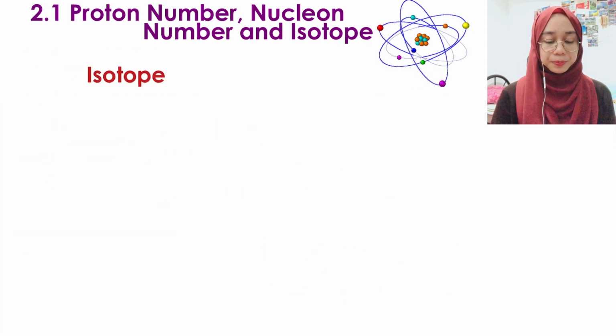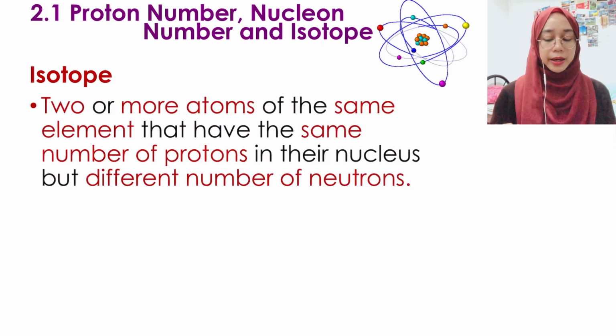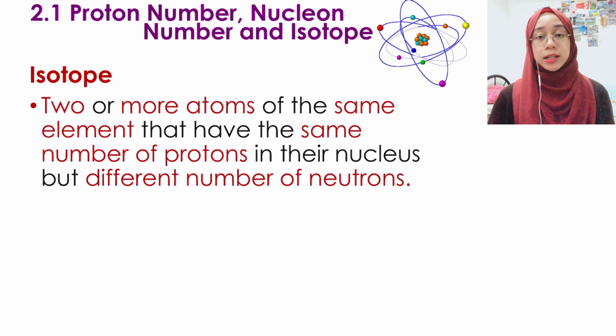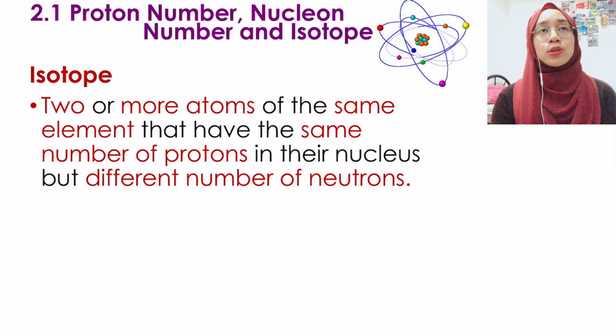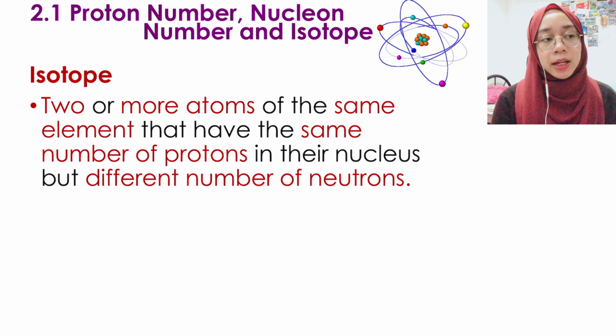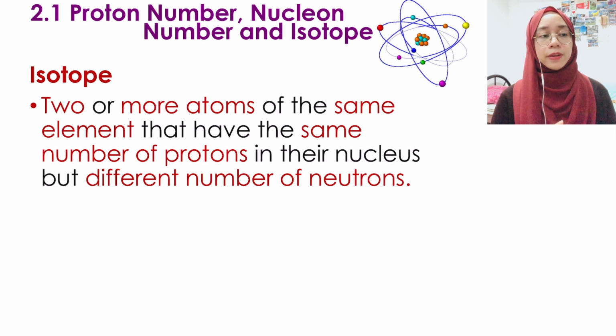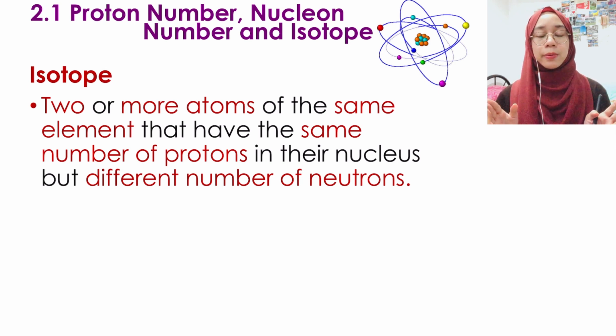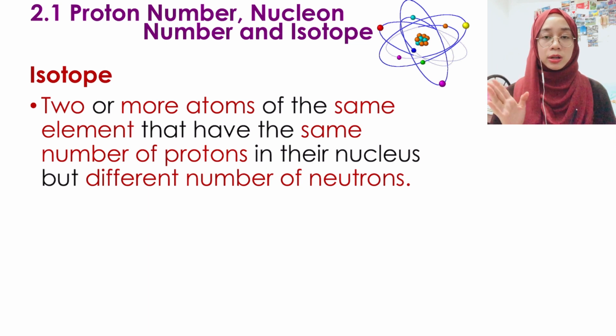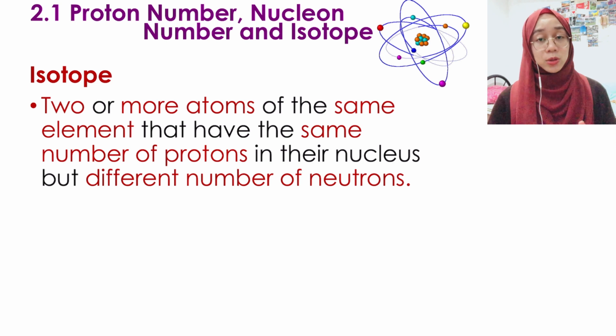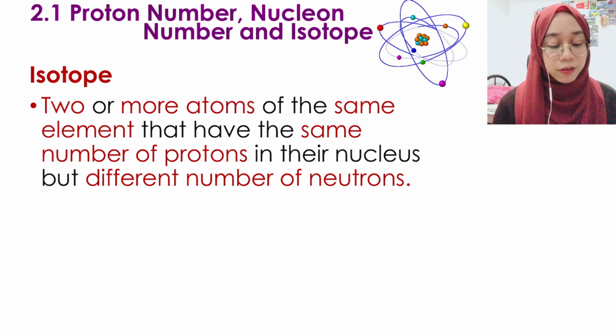Okay, now this is the definition of isotope. So what is an isotope? Some of the elements in our surroundings have a proton number that does not change, the proton number is the same, but somehow the nucleon number is different. So for these elements, whereby the element is the same, the proton number is the same, but the nucleon number is different, this is what we call an isotope.